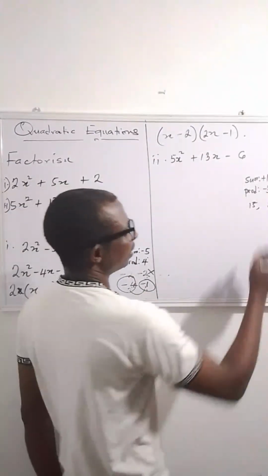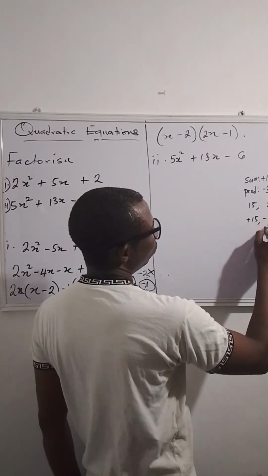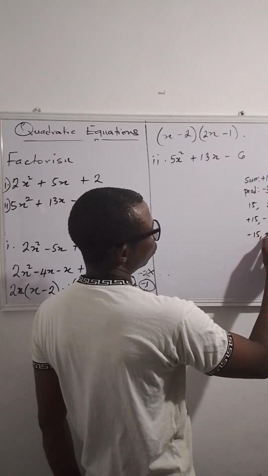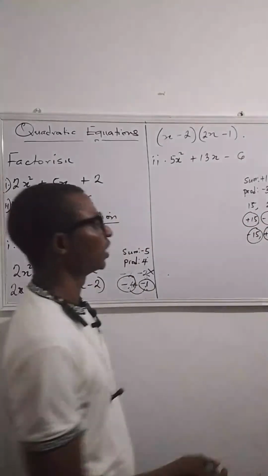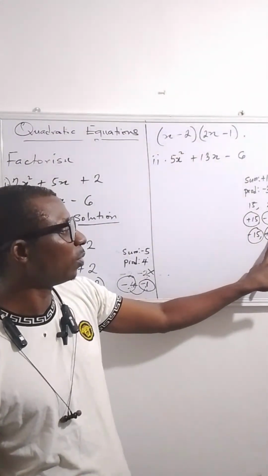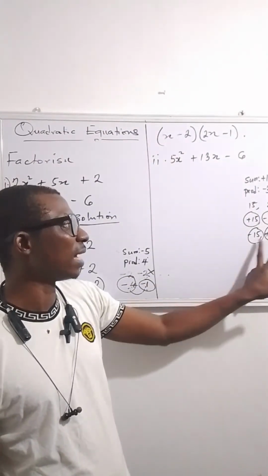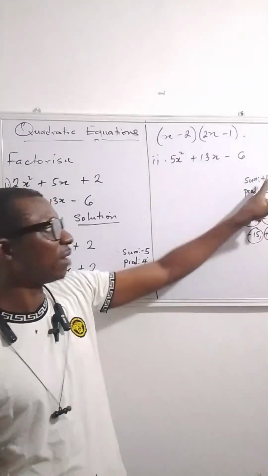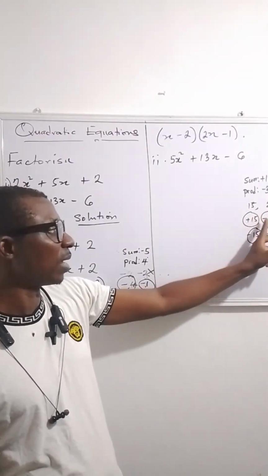So now let's see. We have plus 13 and minus 2, or you have minus 15 and plus 2. So let's look at this. Minus 15 plus 2. When you multiply these two numbers together, you have minus 30. But when you add together, you have minus 13. What we have here is plus 13. So that means it is going to be these two together.